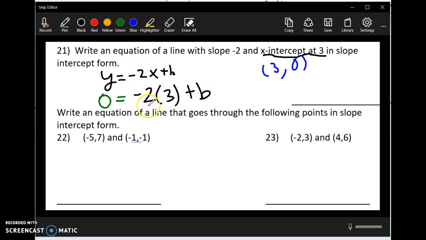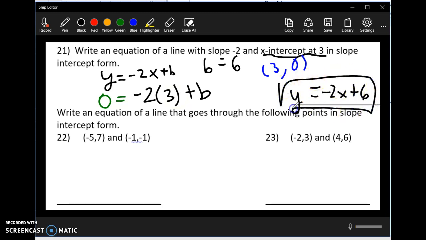And now what's going to happen is we're going to do -2 times 3, which will give us -6. And that should equal 0. So we're going to have b equals +6. So this would be -6. When I add it to the other side, I get a +6. So we're going to have y equals -2x plus 6 as our final answer. And again, notice our x-intercept is not the same as our y-intercept. Our x-intercept is only used to help us find this point. Try these ones right here.